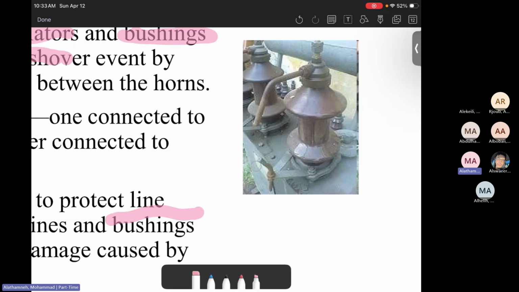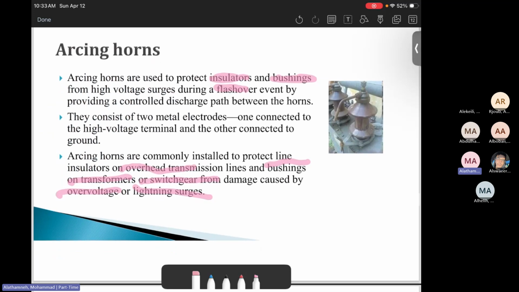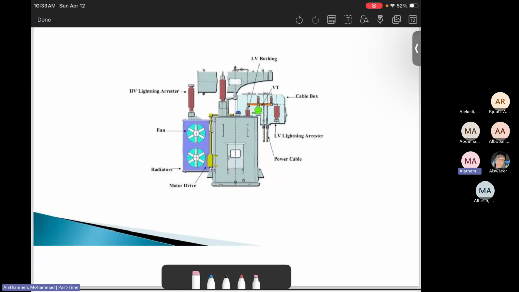You will see this a lot in a power quality course, in case there is a power quality course in your curriculum. This is one of the common things that happens, especially when there is overvoltage or lightning strikes.